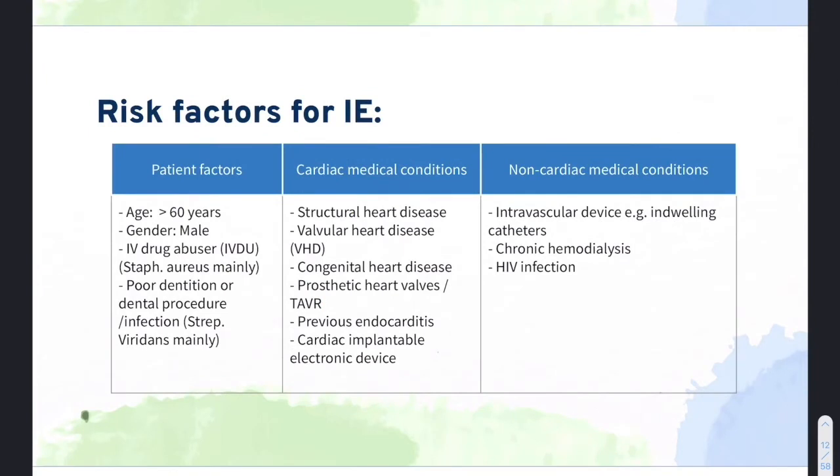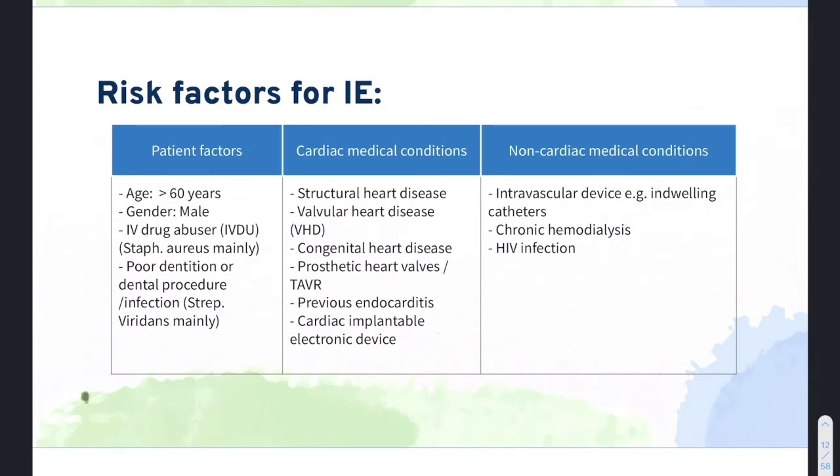Now, risk factors for infective endocarditis would be patient factors like age more than 60 years, male, IV drug users. It would be mainly Staph aureus because Staph aureus is the normal flora of the skin, and introducing a needle through the skin into venous circulation will lead to invasion of the bloodstream with Staph aureus. For dentition, it would be mainly Strep viridans, which is the normal flora of the mouth.